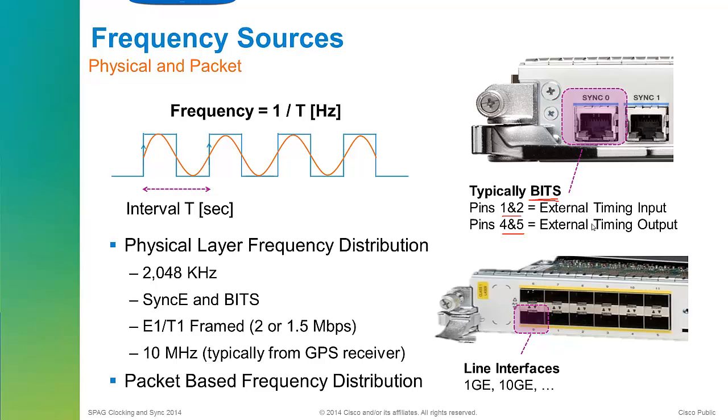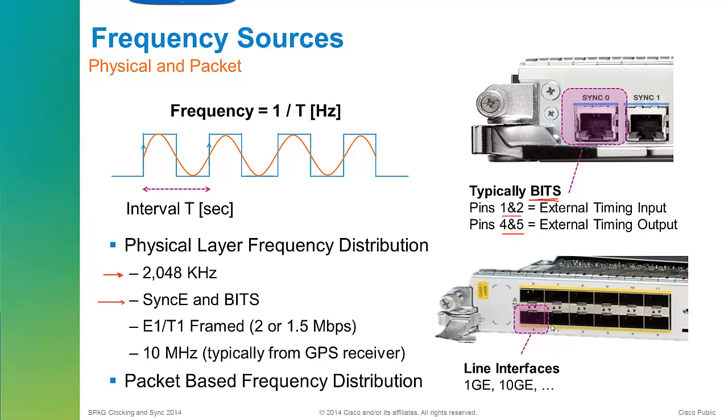It looks like an Ethernet port, but actually it uses different pinouts, 1, 2, 4, and 5, and that will have some sort of frequency source. The sort of frequency sources we normally talk about is there can be like a 2 kilohertz signal that can come in. You can also have synchronous Ethernet as a frequency source. You have a BITS port like I've showed there.